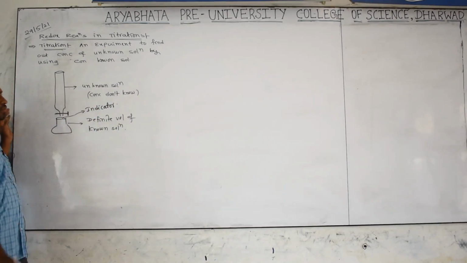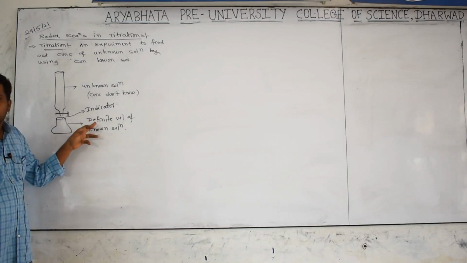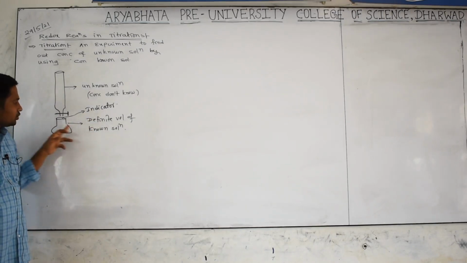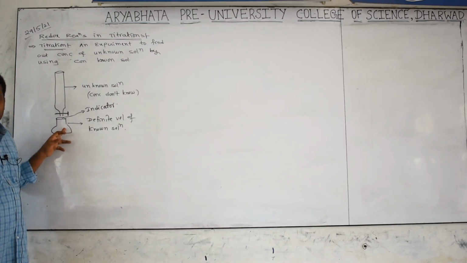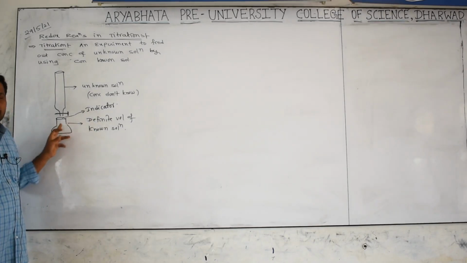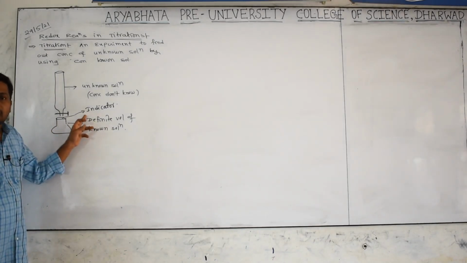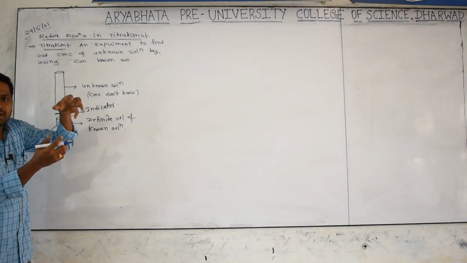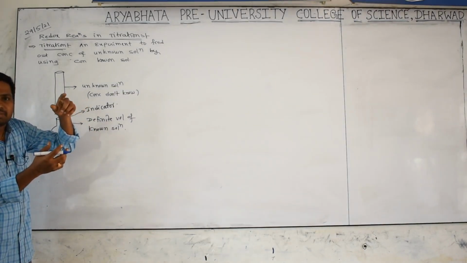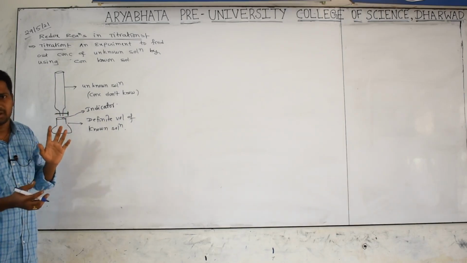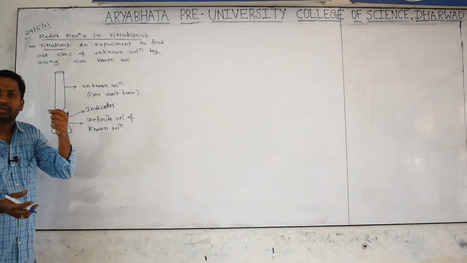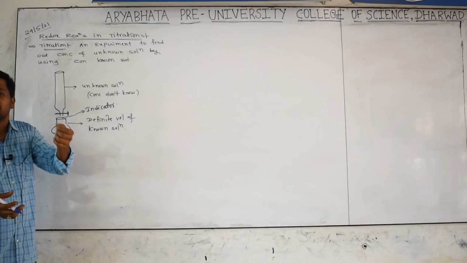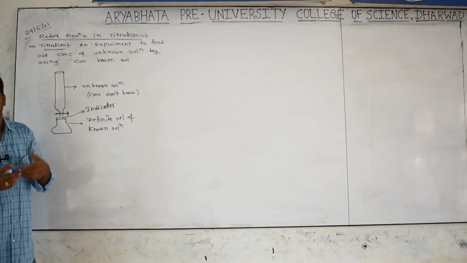First of all, we have to take a definite volume of the known solution, for example 10 ml or 5 ml, and add the indicator. The indicator is used to find the end point, meaning the point at which the two chemicals have just completely reacted together. To identify that, we use an indicator, which gives a special appearance to the entire solution, like a color.